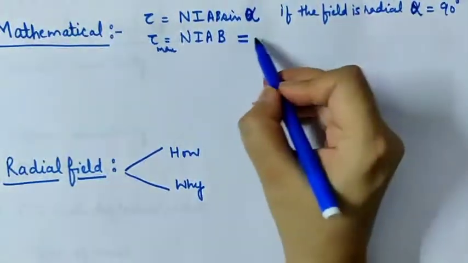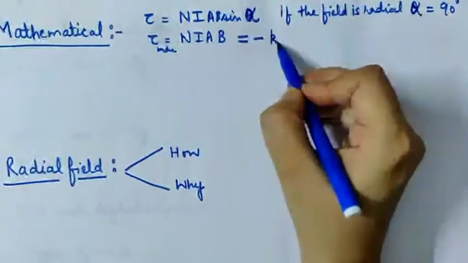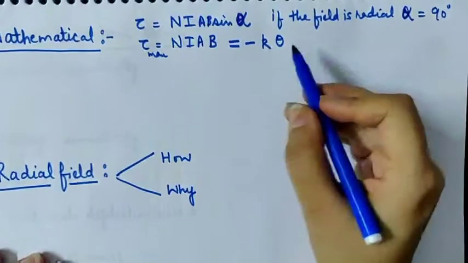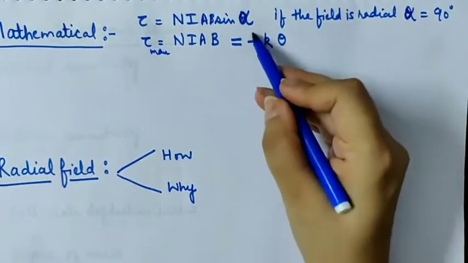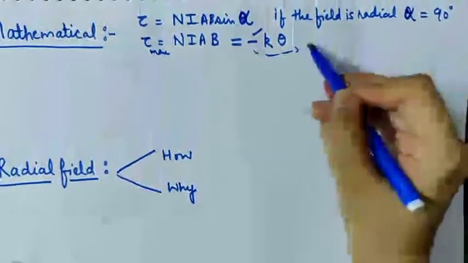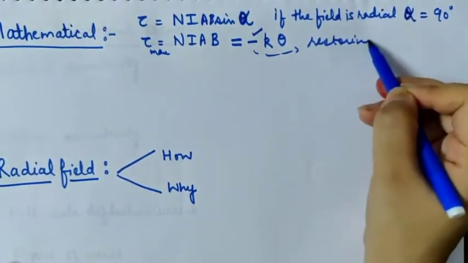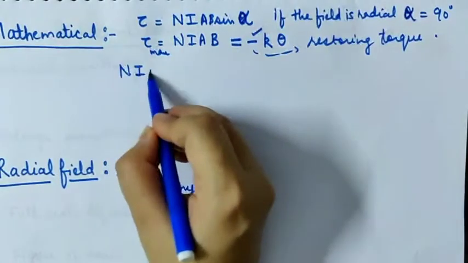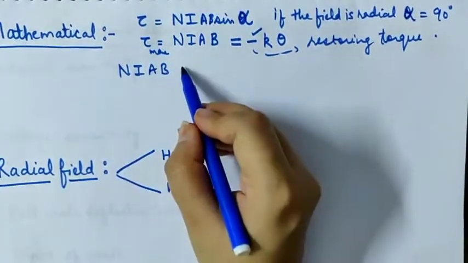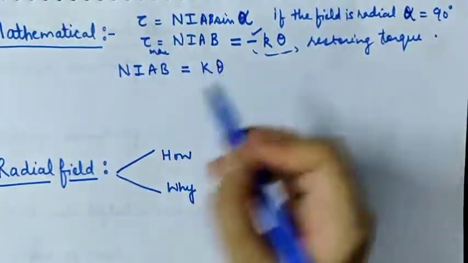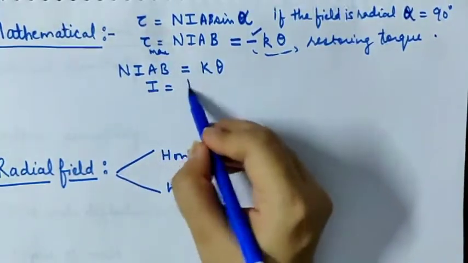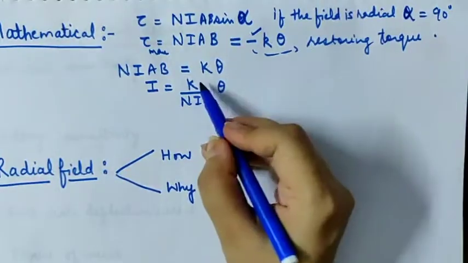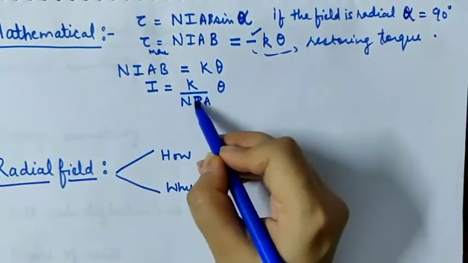And restoring torque can be written as minus of k theta, because torque is proportional to displacement, so it is written as minus of k theta. Minus sign is just for restoring torque. So if we remove this minus sign, NIAB is equal to k theta. So finding out value of I, I is equal to k over NBA into theta.